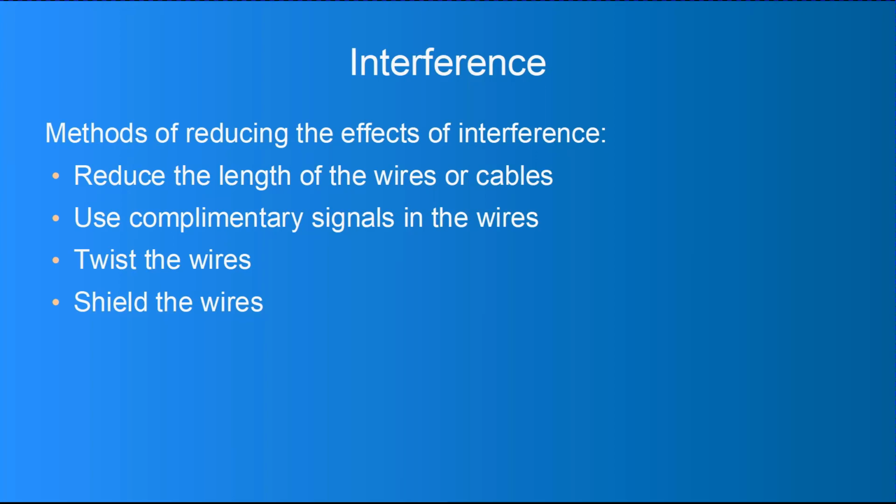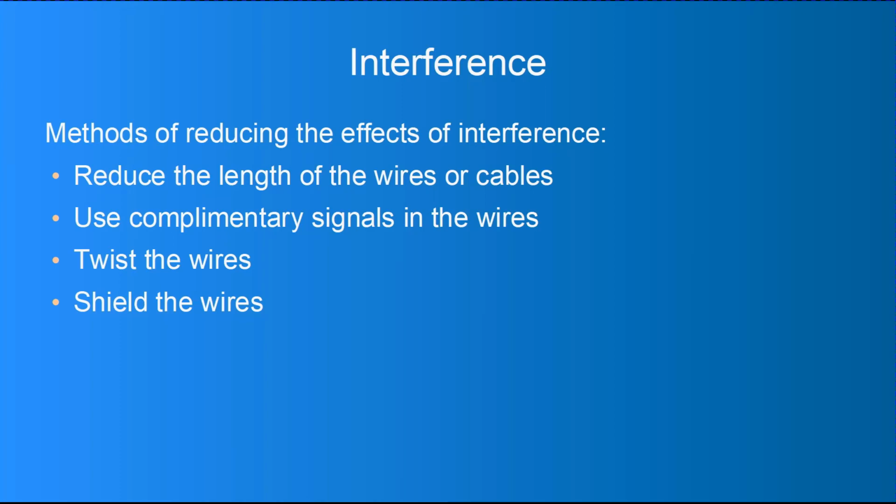Complementary signals are used in some of the different protocol types. So RS485 uses complementary signals, whereas RS232 doesn't. As a result of that, the RS485 can be used at 100 times the distance of an RS232.